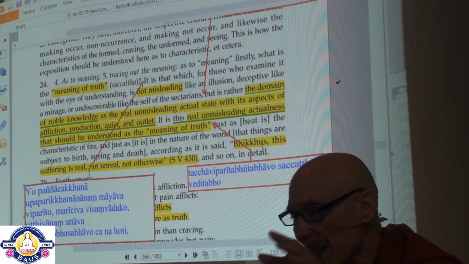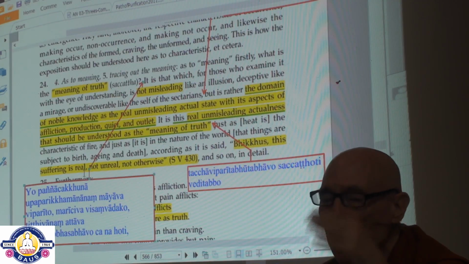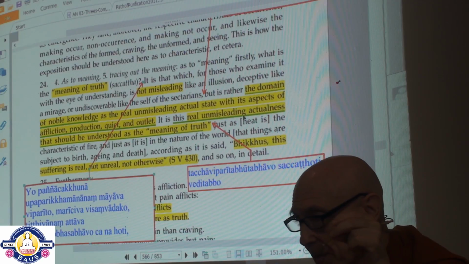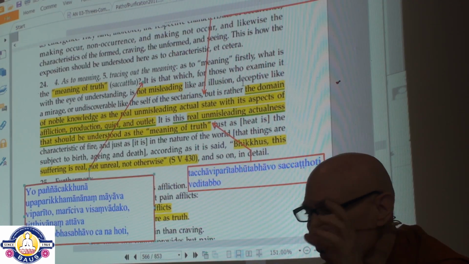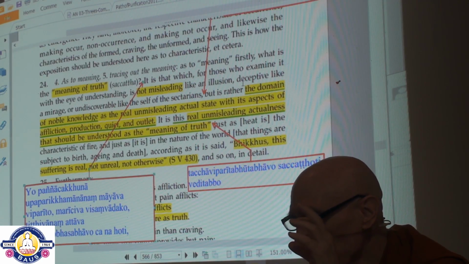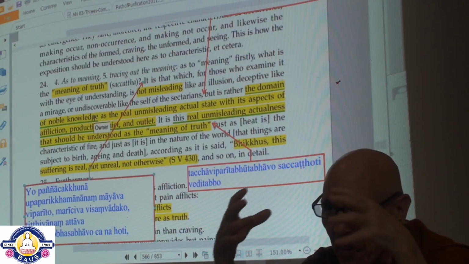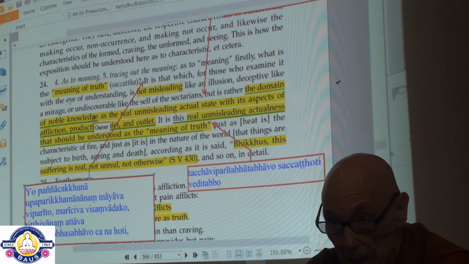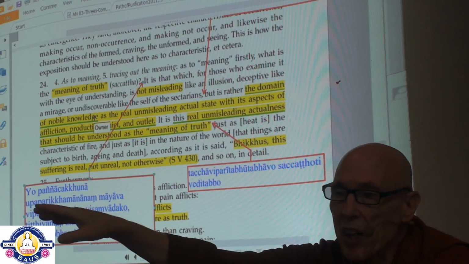And then he quotes that sutta that was quoted earlier, that this suffering, and this is said for each of the noble truths, this suffering is real, not unreal, not otherwise. Okay, so the point here is that these four noble truths, the key phrase is that this is the domain of noble knowledge. So this is what the noble ones know as the basis for their understanding of the human condition, and what they understand as the basis for their quest for liberation.